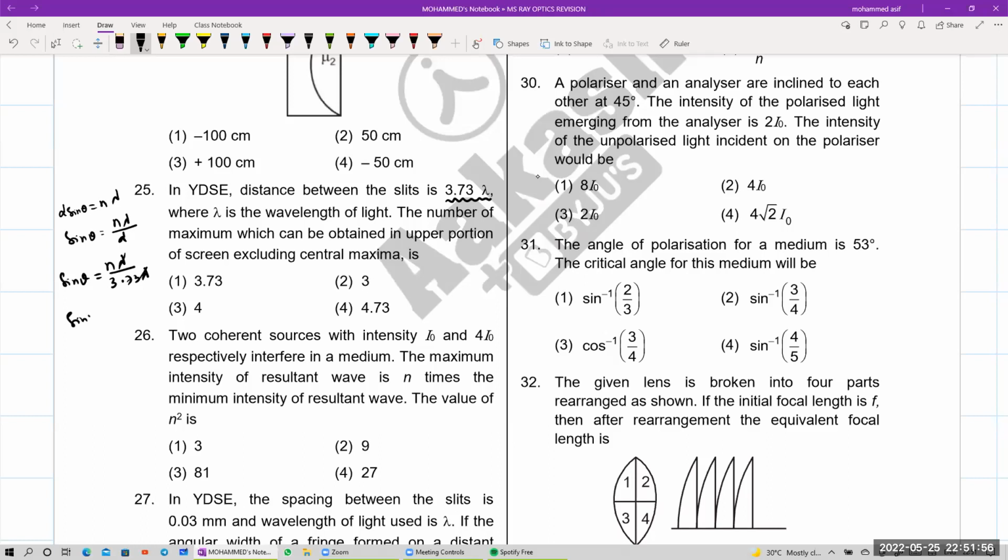यानी sin theta की जो वैल्यू है ना, that will be lesser than or equal to 1. यानी I can write here n by 3.73 will be lesser than or equal to 1. यानी n value will be lesser than or equal to 3.73. यानी n की वैल्यू अप्रोक्सीमेटली अपन कितने ले सकते हैं? 3.